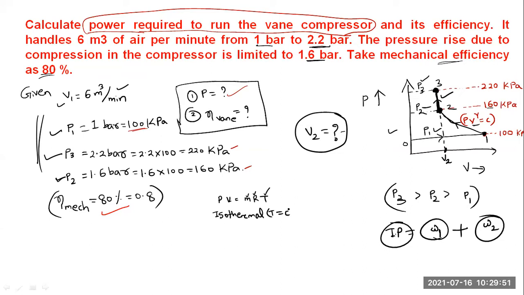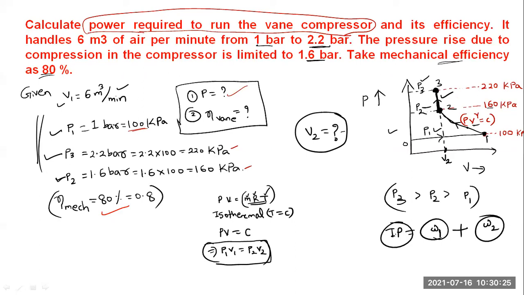In an isothermal process, we have temperature equal to constant. In that case, this right hand side, everything is constant. If everything is constant, we can write PV equal to C. If PV equal to constant, then we can write P1 V1 is equal to P2 V2. If point 1 to point 2 is an isothermal or constant temperature process, then we can apply this one, P1 V1 is equal to P2 V2.